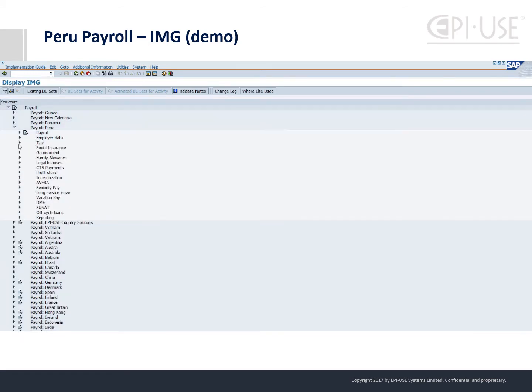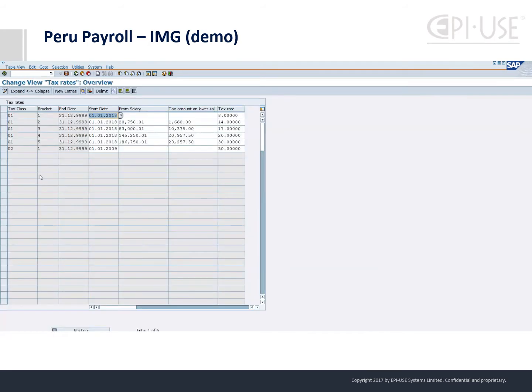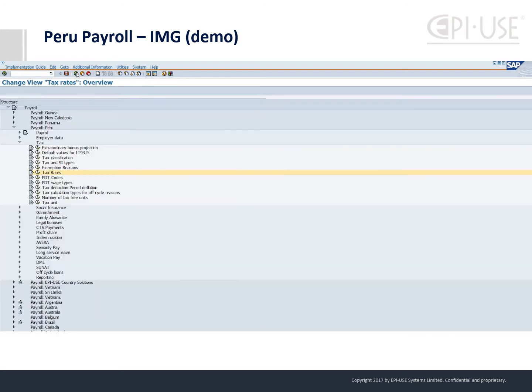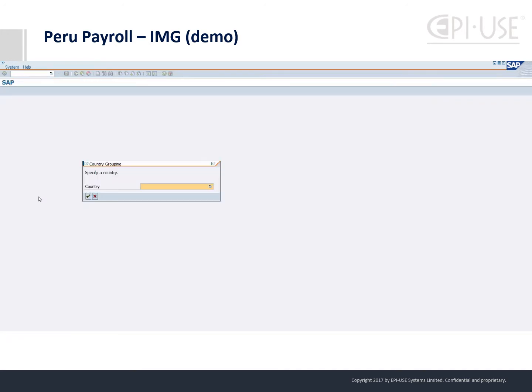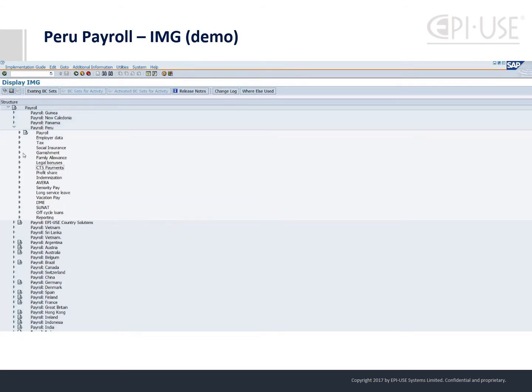And as I said, you will find the different sections, for example, the tax rates again. It's a table. Sometimes you maybe have to fill in a constant. You will select Peru. You will see the name of the constant, description, dates, and the value. So all of these different sections is what you will find in your Peru country version, and in here you can make all the necessary configuration settings. It's all found here under Payroll Peru.